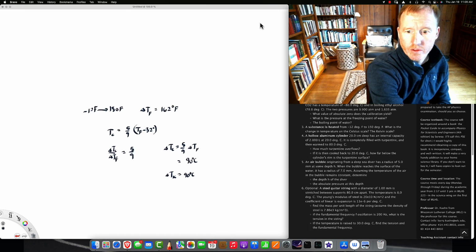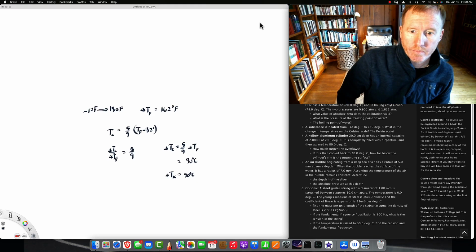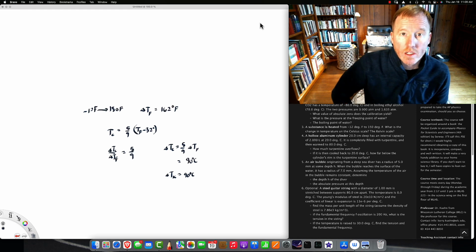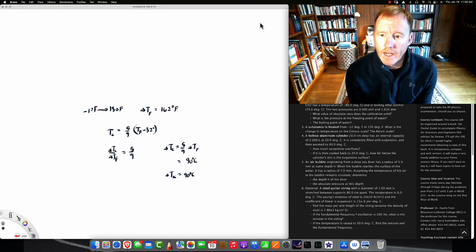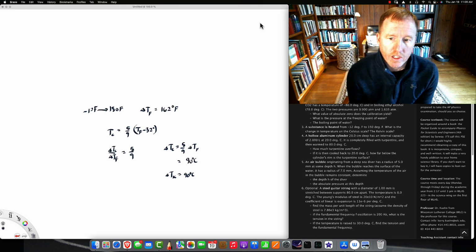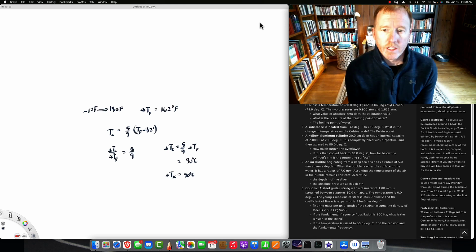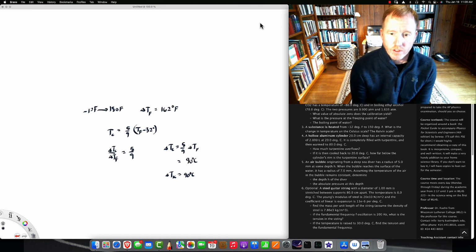All right, now we're going to solve the next AP Physics problem. This is a problem of a hollow aluminum cylinder. It says it's 20 centimeters deep. It has an internal capacity of 2.000 liters or 2,000 milliliters at 20 degrees Celsius. It is completely filled with turpentine and then it is warmed to 80 degrees Celsius.